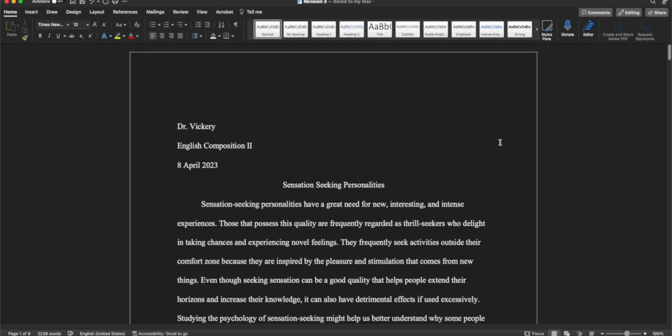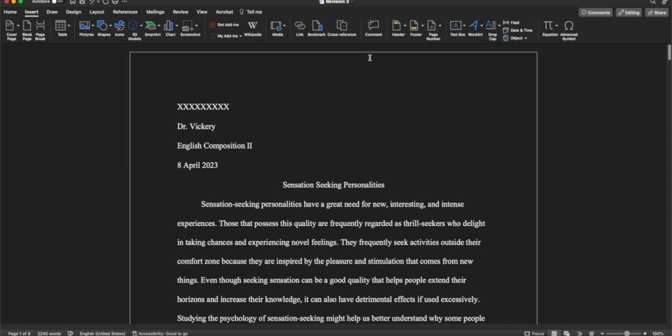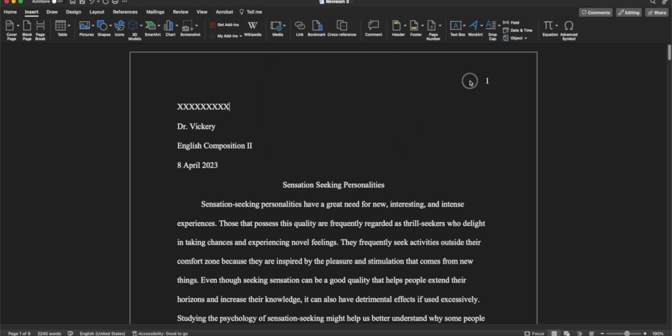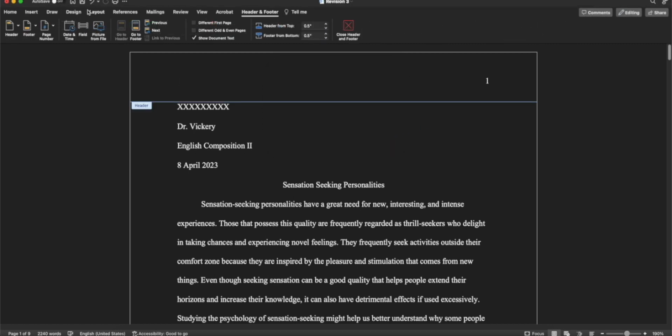Okay. Let's take a look at this paper. We have a student who has written sensation-seeking personalities. We are missing a last name and page number. So then we're going to go page number in the top right-hand corner. Top of page, aligned right. Then we'll double-click up here.